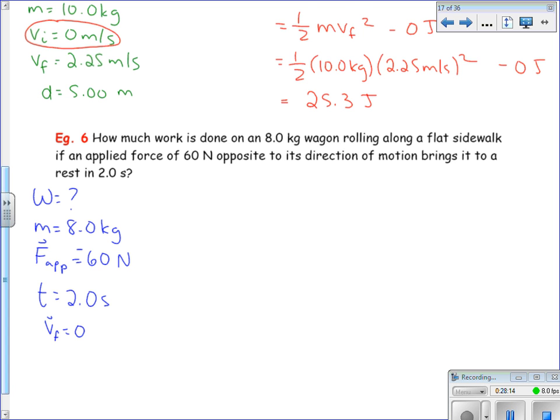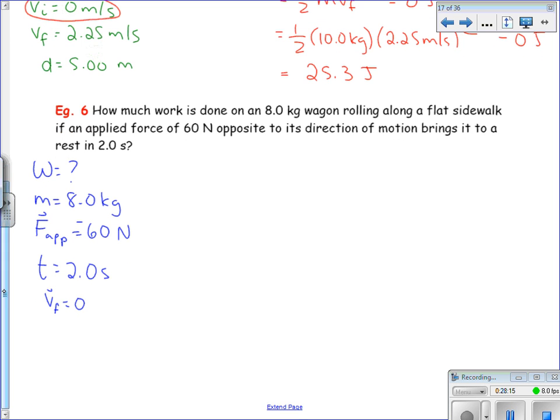So what we want to get to, because we're trying to find work, we don't have enough information to do change in energy because we have no idea what initial velocity this object's traveling at. So we're trying to get to being able to use work is equal to force times distance, where we have negative 60 newtons as the force, but we don't know what our distance is. So if we back up a bit, we have an applied force. So that means we have a net force. That's the only force that's acting on this.